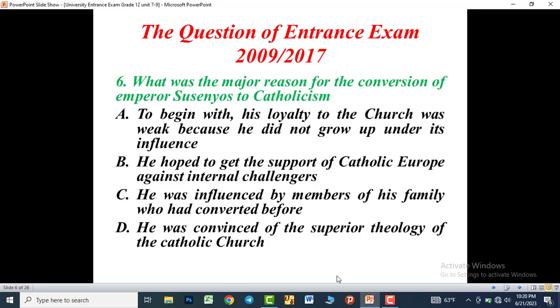As you know, regarding the reason for the conversion of Emperor Susenyos to Catholicism, during the reign of Susenyos the Christian kingdom faced internal problems. One was succession problems: different lords fought each other to come to power. In order to stop this internal crisis, Susenyos needed military support from Christian Europeans, especially the Portuguese. Based on this explanation, question number 6 answer is B.